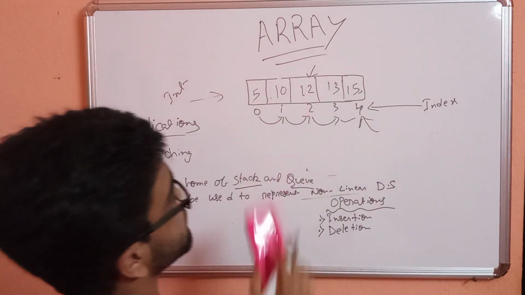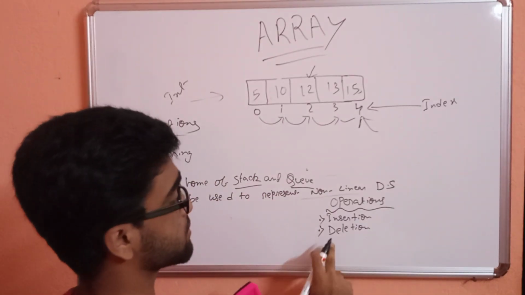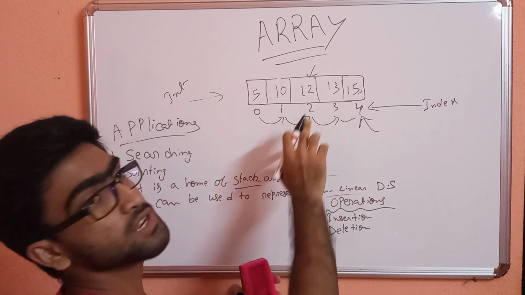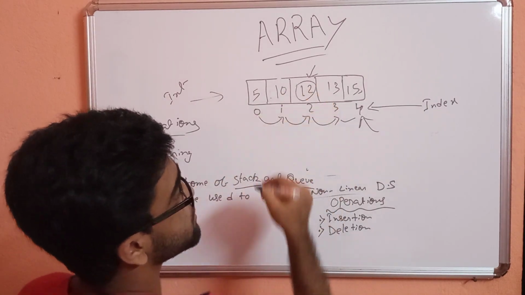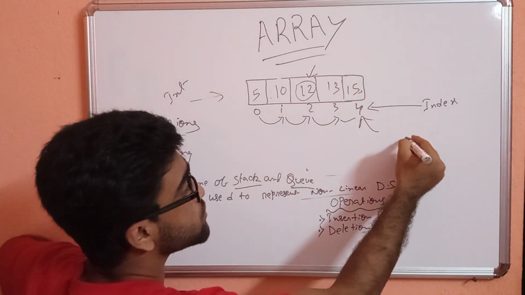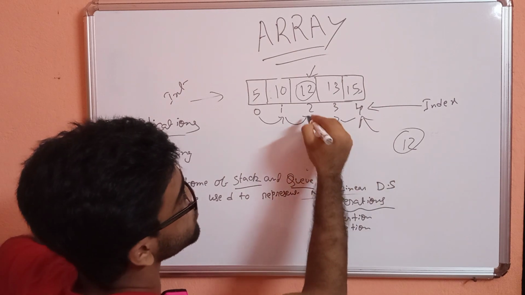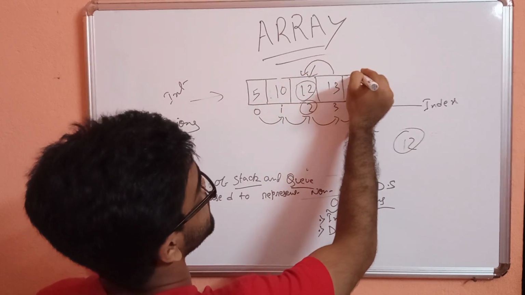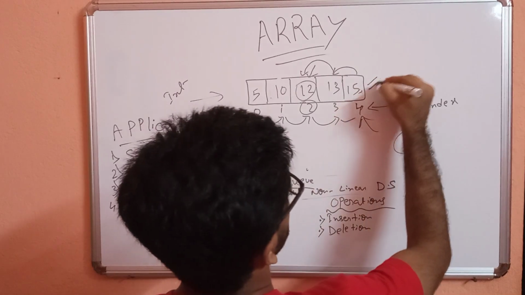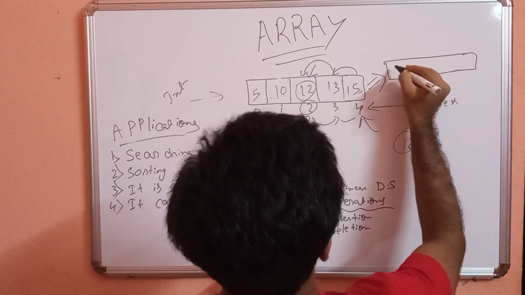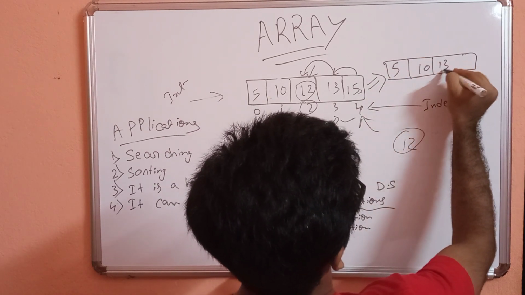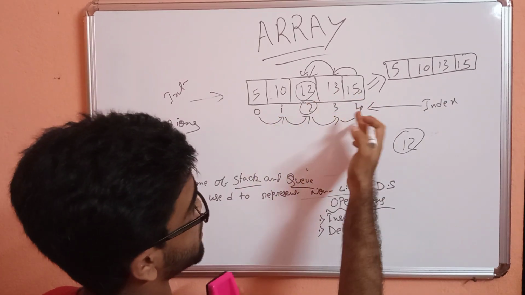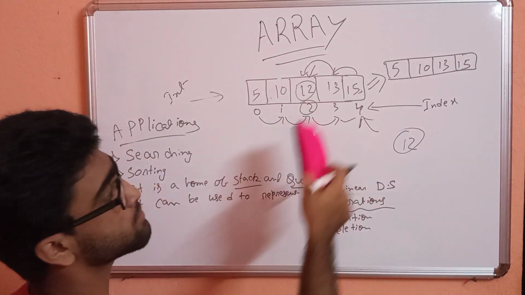Suppose we want to delete number 12. But very important, for deletion we have to search where that element is present, then we have to delete that element. That means if we want to delete 12, we first have to search where the 12 element is present, that is index 2, here it is present. Then we have to shift elements from the right to the left. That means this array will look like this: 5, 10, 13, 15. See, 12 is deleted. Now the elements to its right are shifted to the left, one by one till the last element.